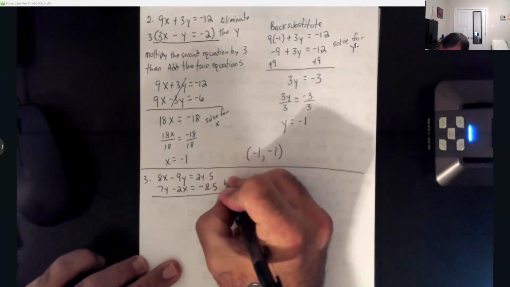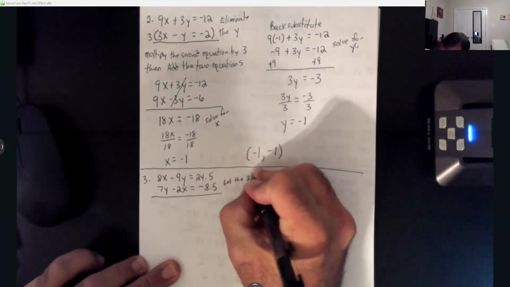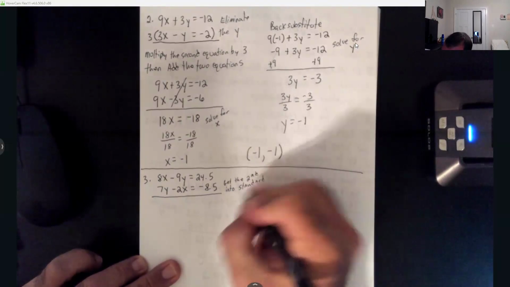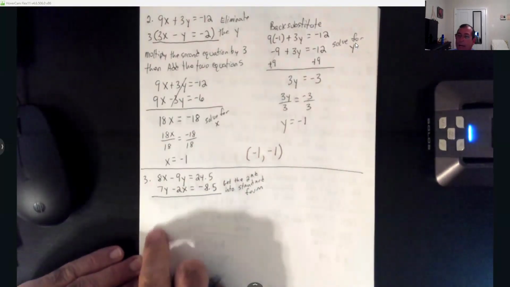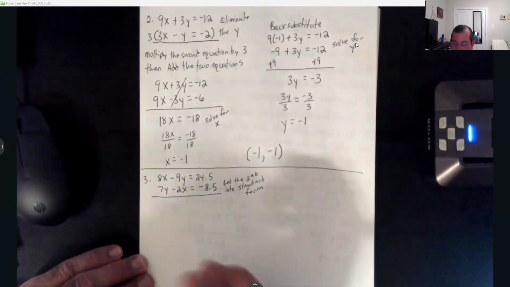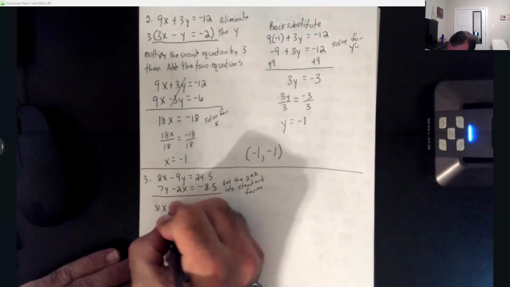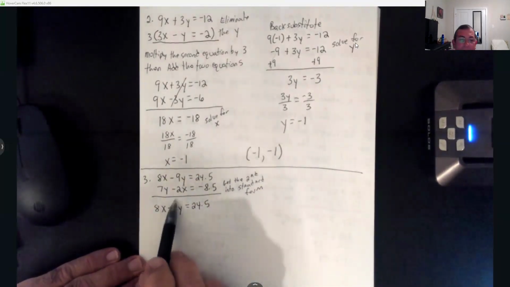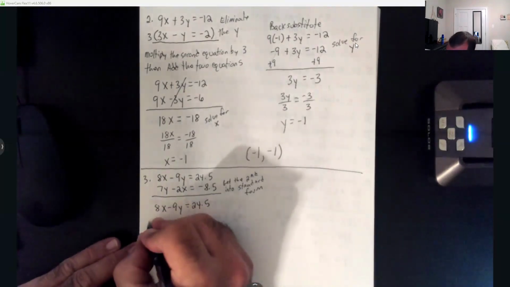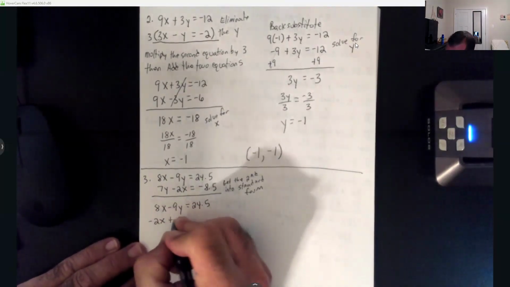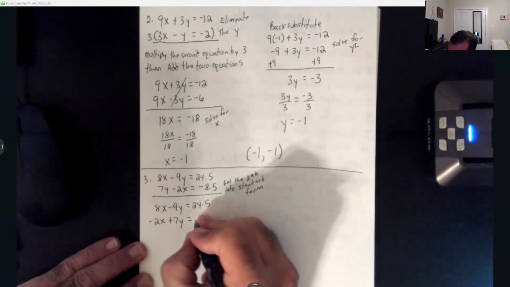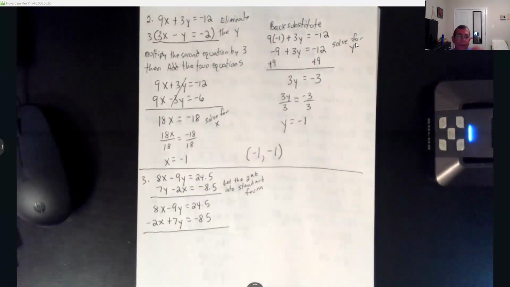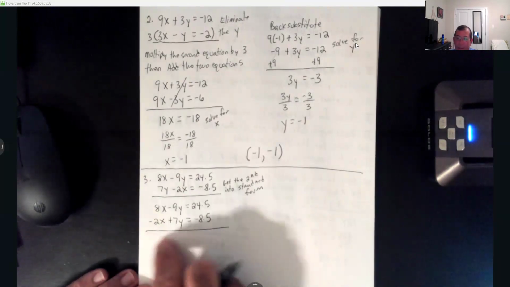So what I got to do, I got to get the second equation into standard form, because we want our x's lined up, then our y, then our numbers. So the first equation, 8x minus 9y equals 24.5. Second equation, you got to move that -2x out to the front, then your 7y, and then that'll equal your -8.5. All right, so everything's in order now.